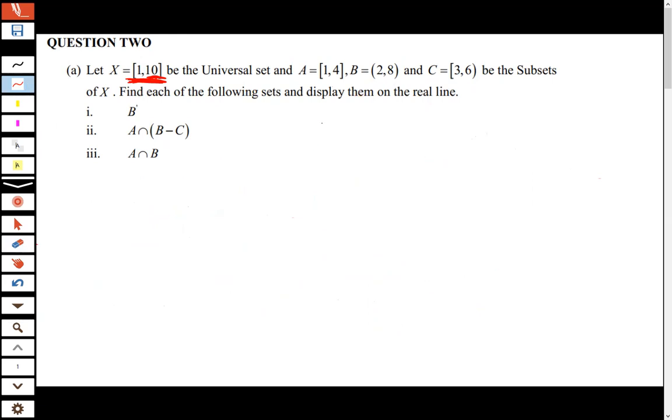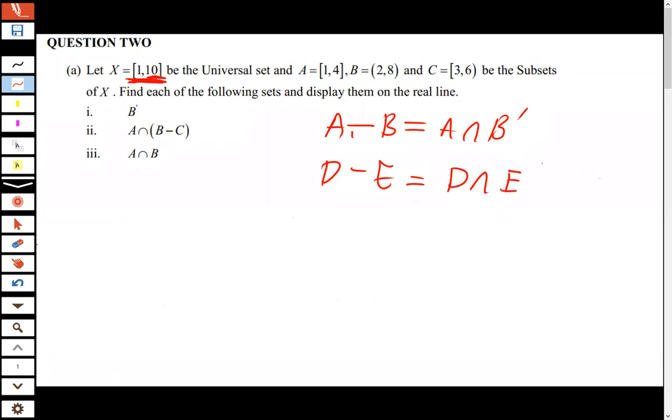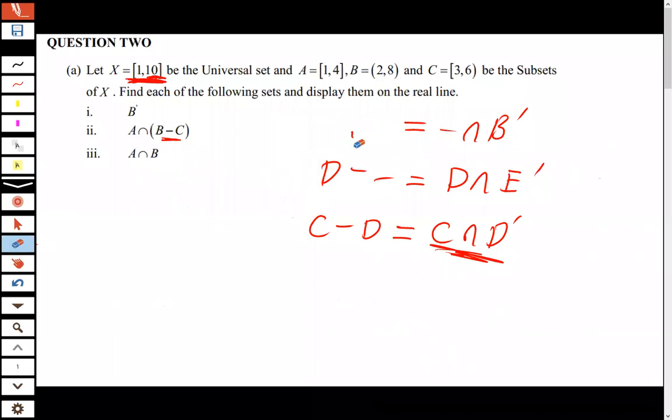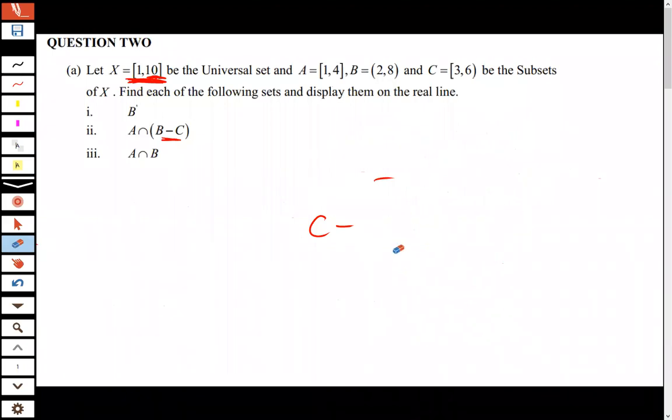So whenever you see something like, let me give an example, A minus B, A minus B is simply the same as A intersection B complement. If we say D minus E, this is just the same as D intersection E complement. If I say C minus D, this is just the same as C intersection D complement. So whenever you see a minus there, it means that you have to write it in this form if you want to make your work easy. So that is known as the set difference.